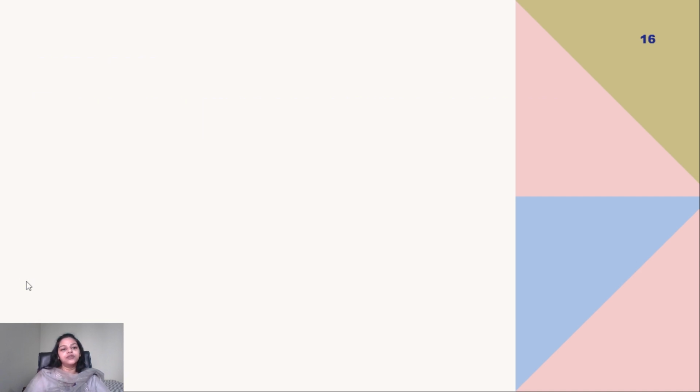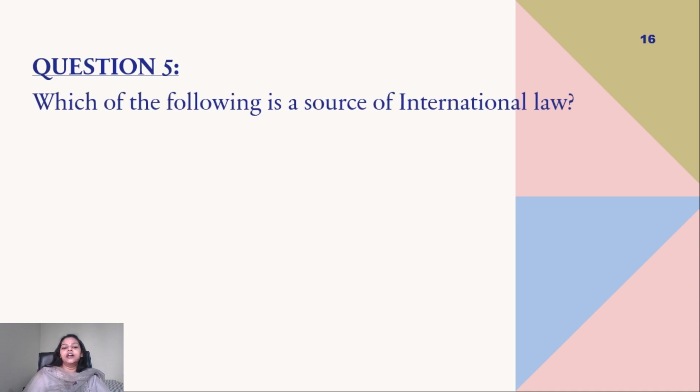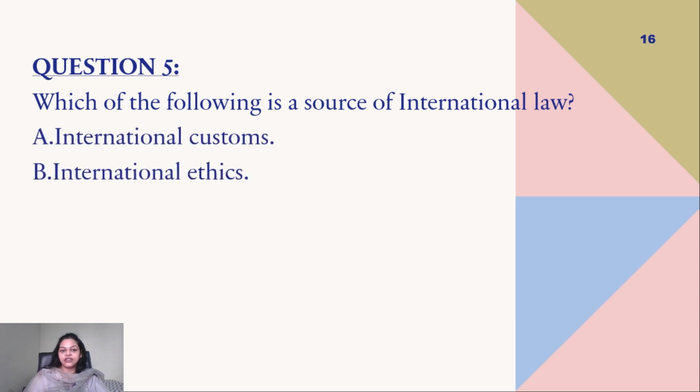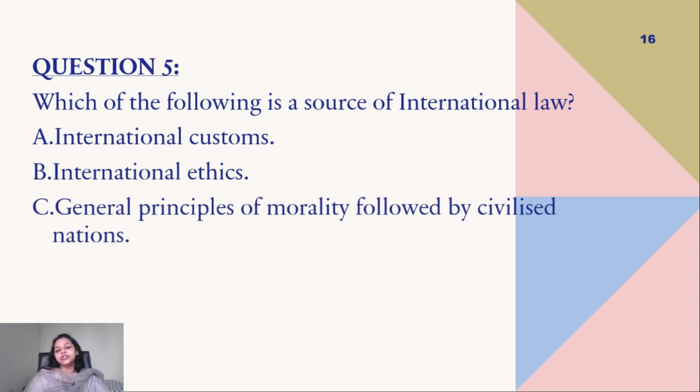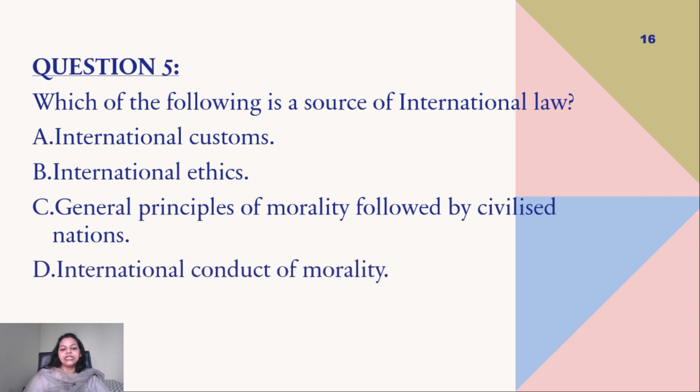Let us now go to question number 5. It reads, which of the following is a source of international law? A, international customs. B, international ethics. C, general principles of morality followed by civilized nations. D, international conduct of morality.